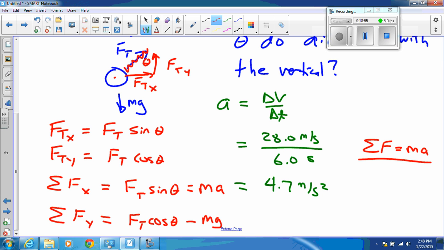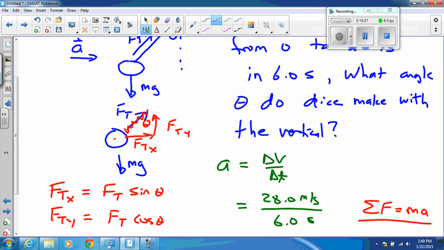This is now equal to ma in the y direction, which is 0 in the y direction, because the fuzzy dice and the car are accelerating in the x direction and not in the y direction. The only car that accelerates in the y direction is Chitty Chitty Bang Bang.